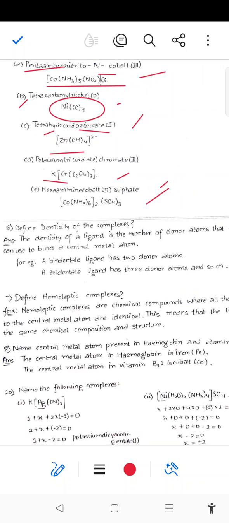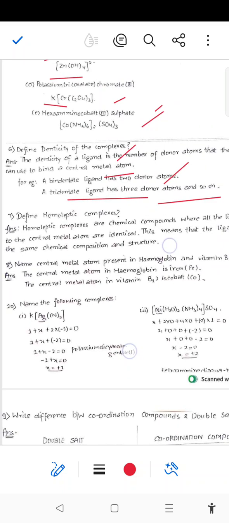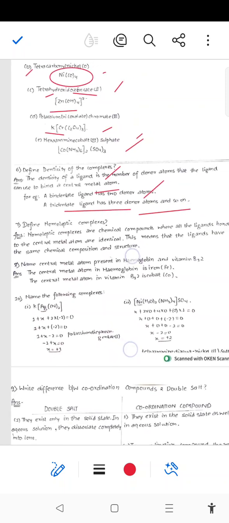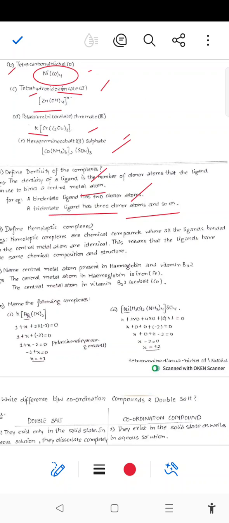The denticity of a ligand is the number of donor atoms that it can use to bind a central metal atom. Bidentate ligand has 2 donor atoms, tridentate has 3 donor atoms. Next, a homoleptic complex is a chemical compound where all the ligands bonded to the central metal atom are identical. This means that the ligands have the same chemical composition and structure.